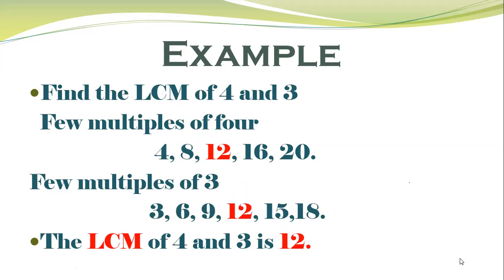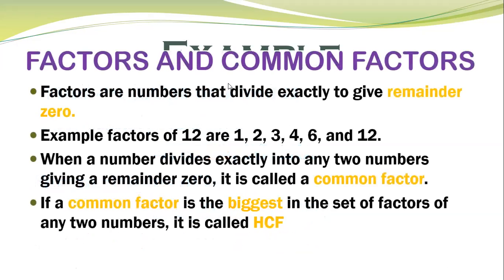If we also look at factors and common factors, factors are numbers which divide other numbers exactly and give a remainder of 0. The remainder is always 0 when we divide a number by its factor. For example, the factors of 12 are 1, 2, 3, 4, 6, and 12. Meaning that if you divide 12 by each of these factors, you get a remainder of 0.